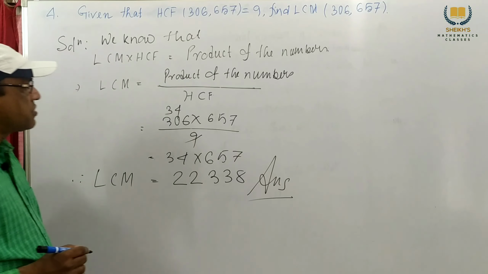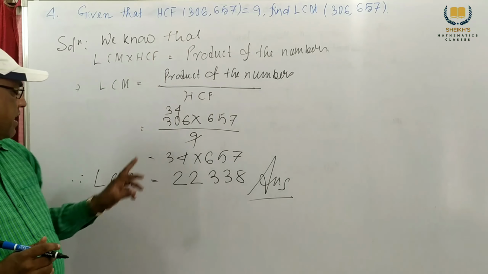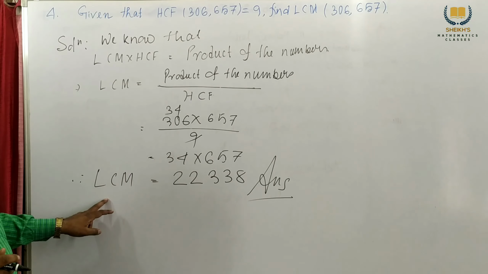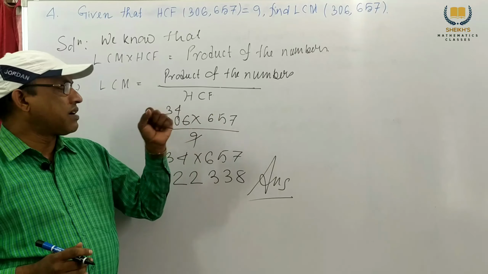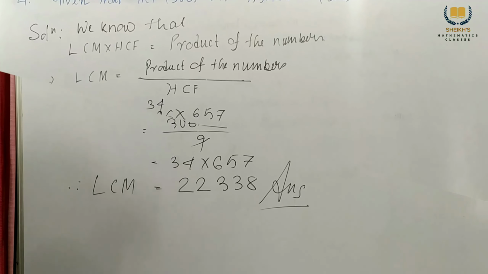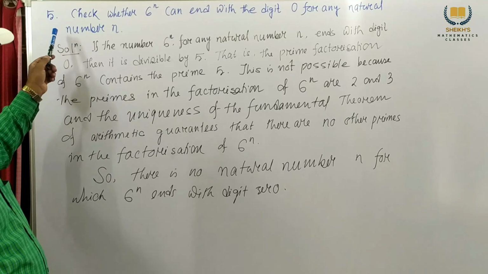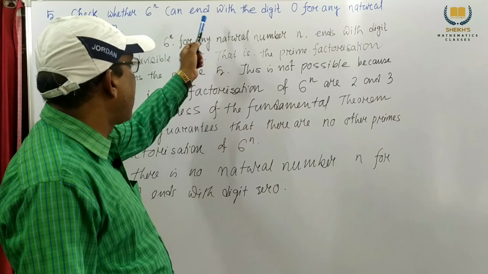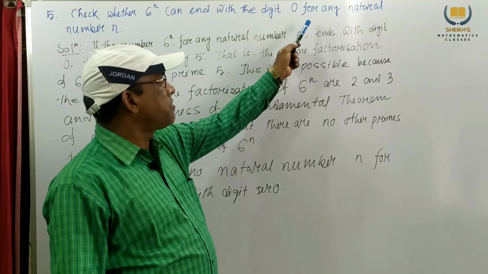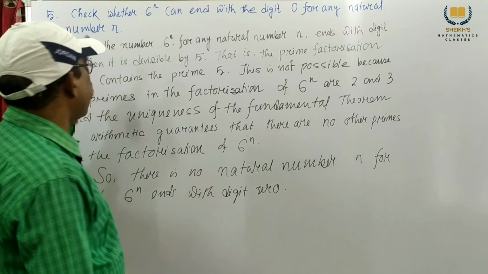We can also verify: if we multiply LCM into HCF, we get a result, and if we multiply these two numbers, we get the same result. Now we consider problem number 5. Check whether 6 to the power n can end with the digit 0 for any natural number n.